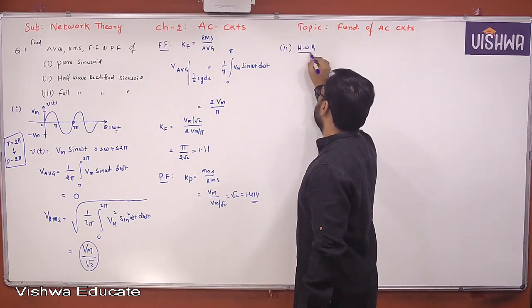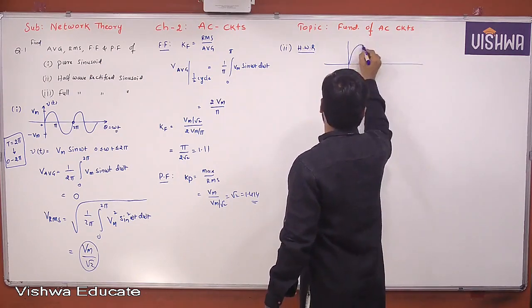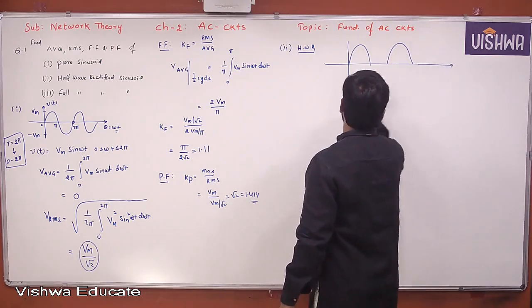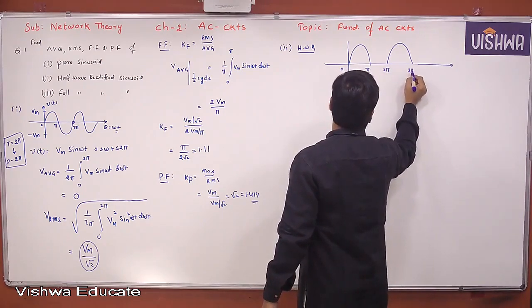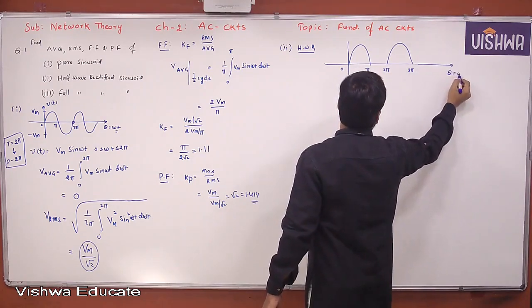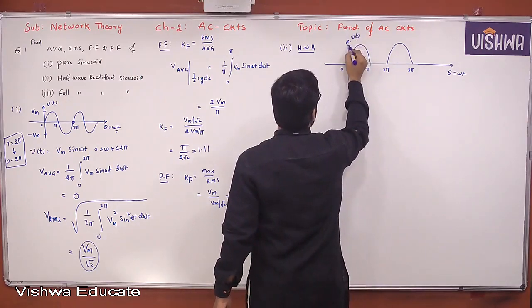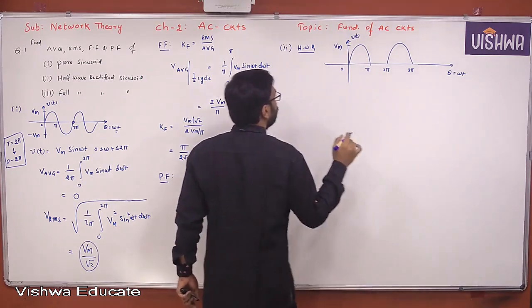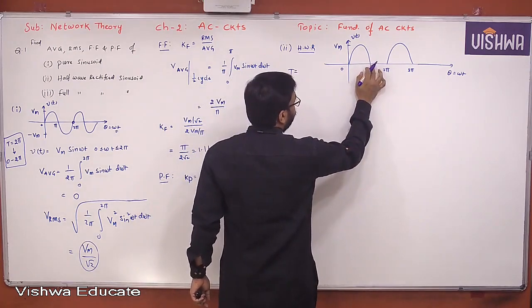For the half wave rectified sinusoid, you will be getting something like this: 0, pi, 2 pi, 3 pi, and so on. Theta is equal to omega t, V of t, V max. I told you already the standard procedure. First you define the time period. What is the time period? Is it pi or 2 pi?